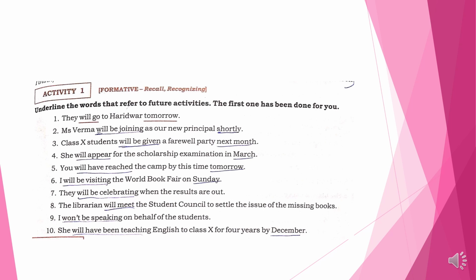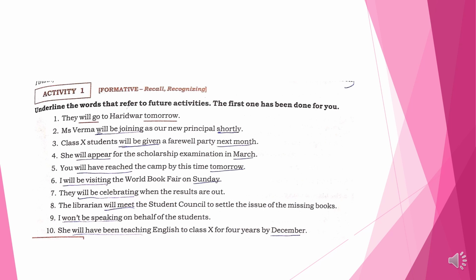Okay. Number 2, Miss Verma will be joining as our new principal shortly. Here, children, underline the words will be joining and shortly. So these words you also underline in your textbook. Okay. Number 3, class 10 students will be given a farewell party next month. So which words do we have to underline children? Will be given and next month.